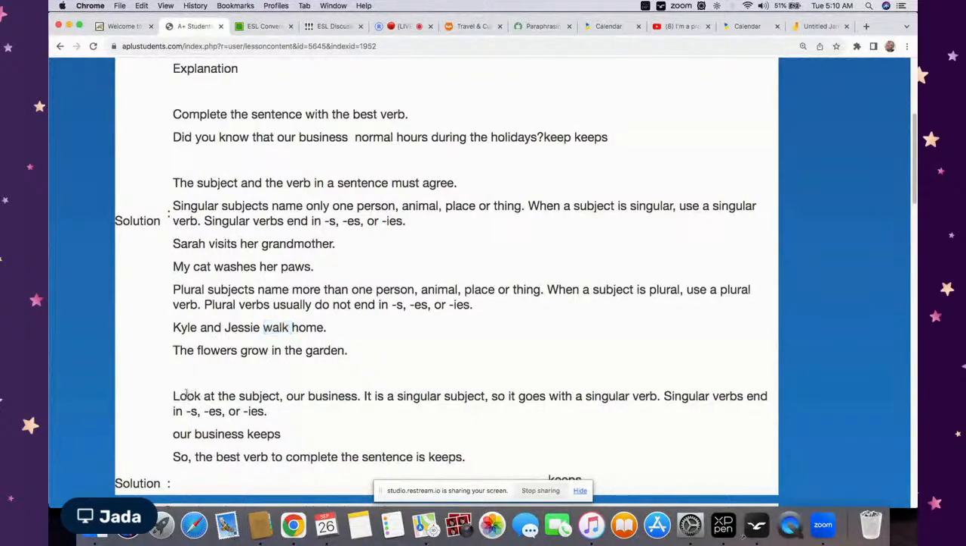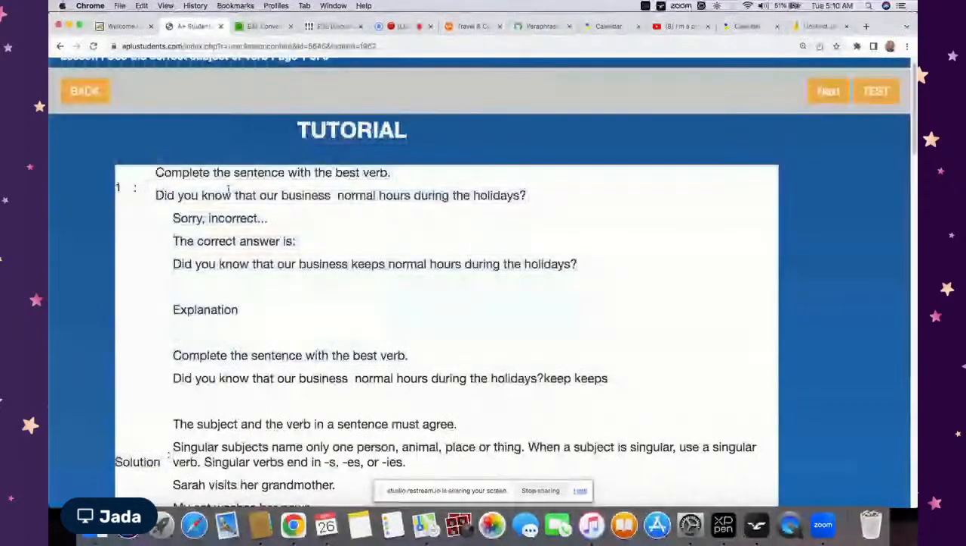So look at the subject. Let's look at some examples. Complete the sentence with the best verb. Did you know that our business dash normal hours during the holidays? So now you see here it's empty. There's supposed to be a verb here. Now what is going to be the correct answer here? First you have to figure out the subject and then you figure out the verb. Okay?